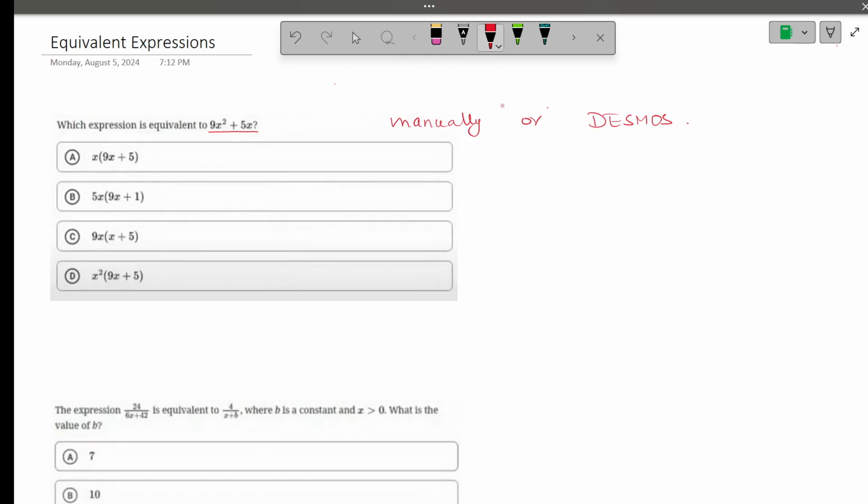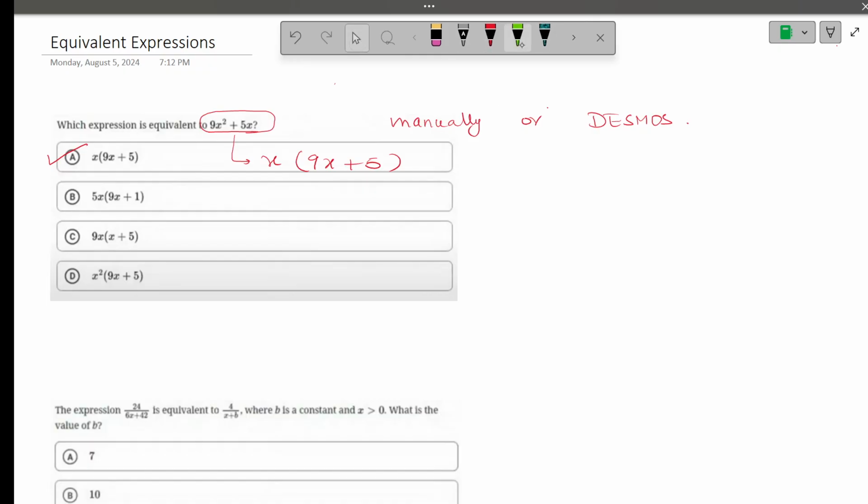If you do it manually, you just have to factor out a common term. So the common variable, it is x. You factor out x and you get x times 9x plus 5, which is your first answer choice. Now, in this question, the expression was very simple, and we could find the equivalent expression very easily. But if the answer choices are complicated or the question is itself complicated, then you can do it on DESMOS.